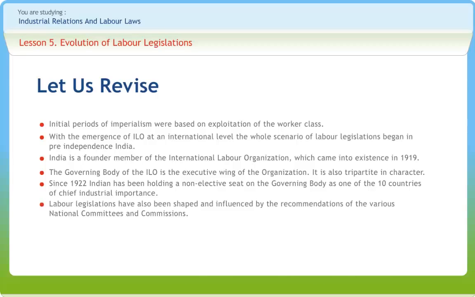Labor legislations have also been shaped and influenced by the recommendations of the various national committees and commissions.